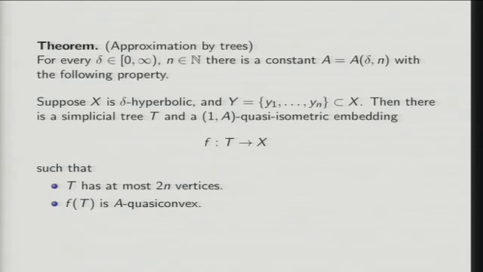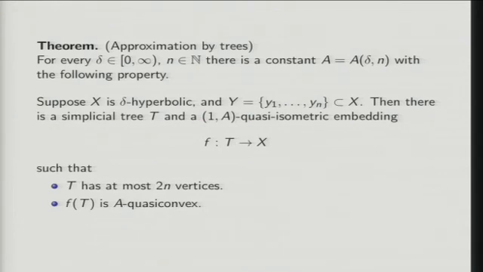a metric simplicial tree, where we take the path metric on the simplicial tree. And you can find a map of that tree into X, which is a (1,A) quasi-isometric embedding. Okay? Without going back to that slide to remind you what that means, a (1,A) quasi-isometric embedding is just a map which distorts distances by additive error A. I should have said, I'm missing the most important point here, that the image of this map contains the set Y.